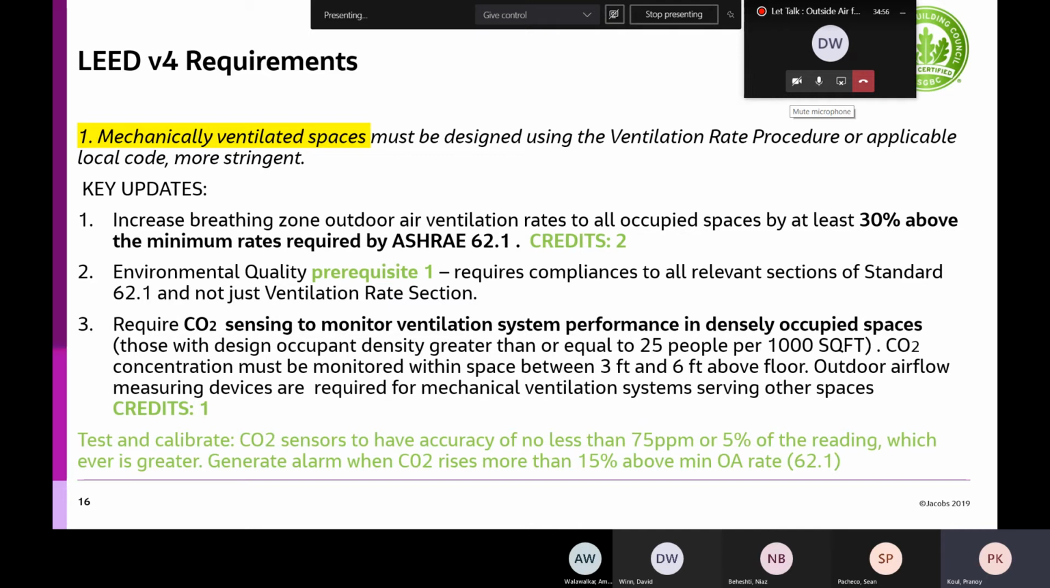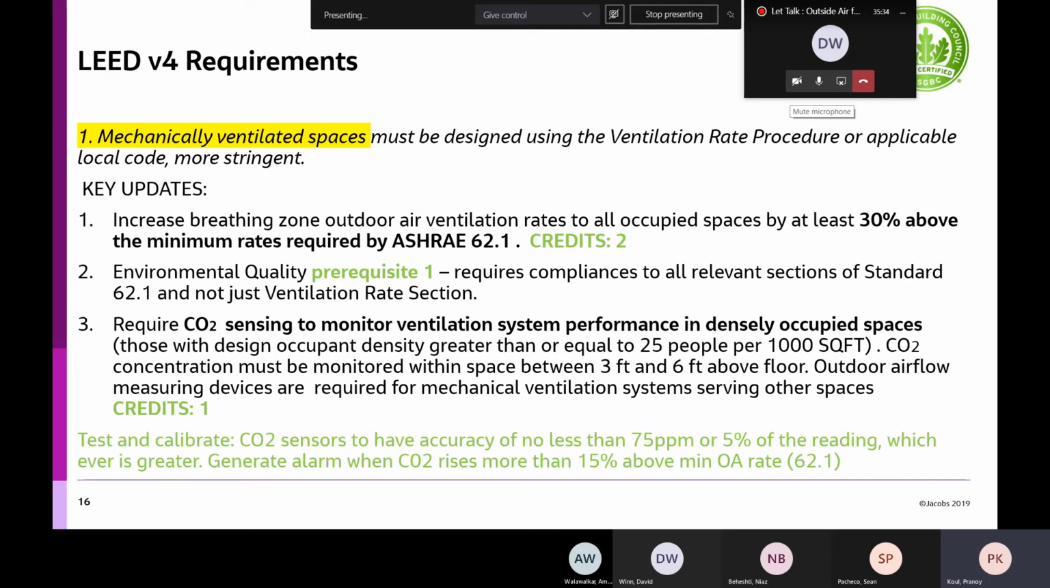Similarly, talking about the requirement for carbon dioxide sensing to monitor ventilation system performance in densely occupied spaces, you need to have a CO2 sensor to monitor ventilation. It does not specifically tell you where to place the CO2 sensor. Often it is not good practice to have a CO2 sensor right in front of the return air grill. That is one of the practices I understood after reading a couple of articles on where you should be placing your CO2 sensors.